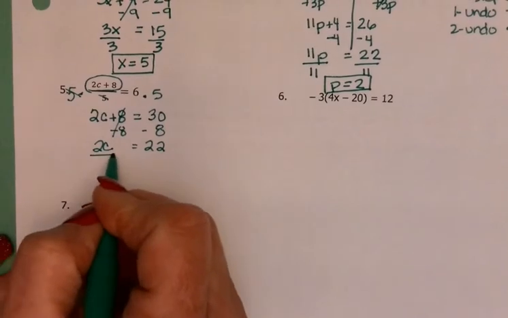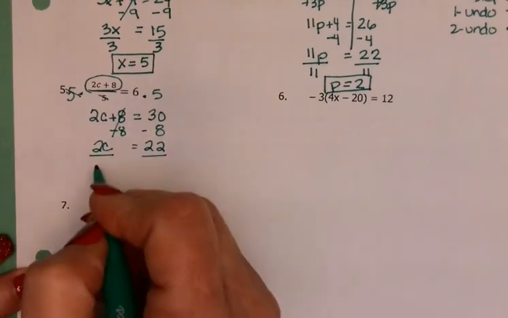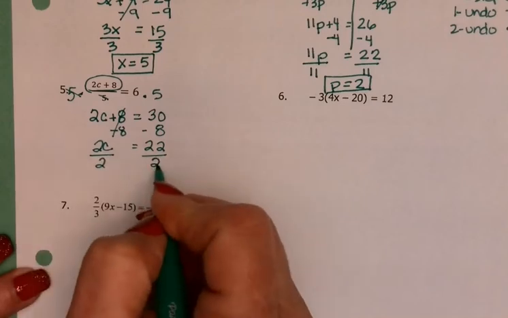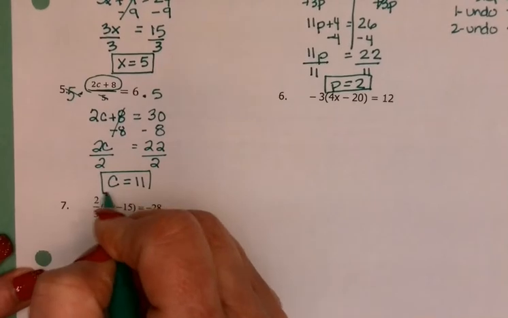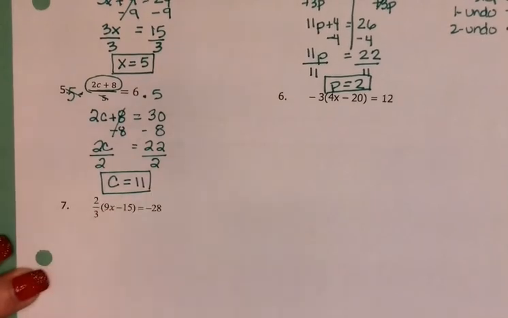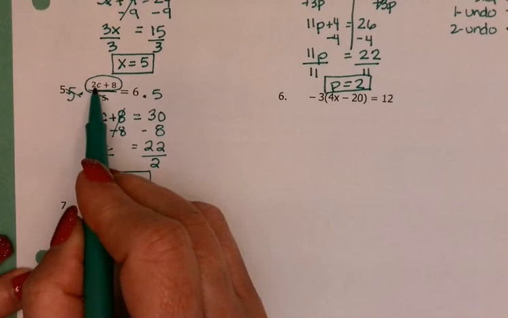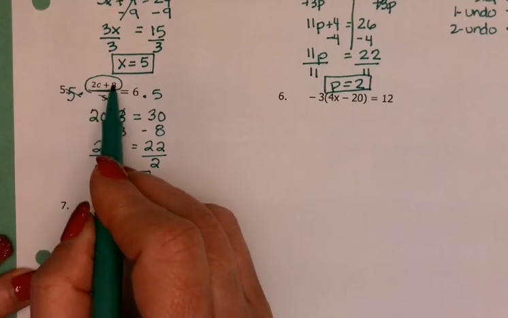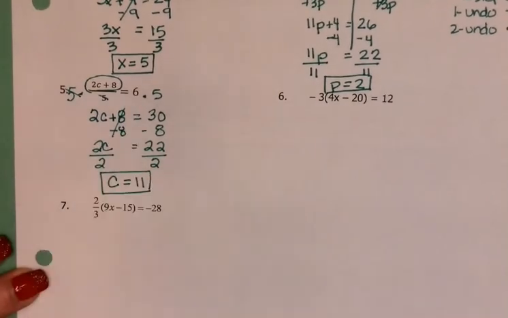You're now going to divide to undo the multiplication of C times 2. So we divide by 2 on both sides, and we get C is equal to 11. You can always substitute back in. 2 times C is 22. 22 plus 8 is 30. 30 divided by 5 equals 6, as it's supposed to.